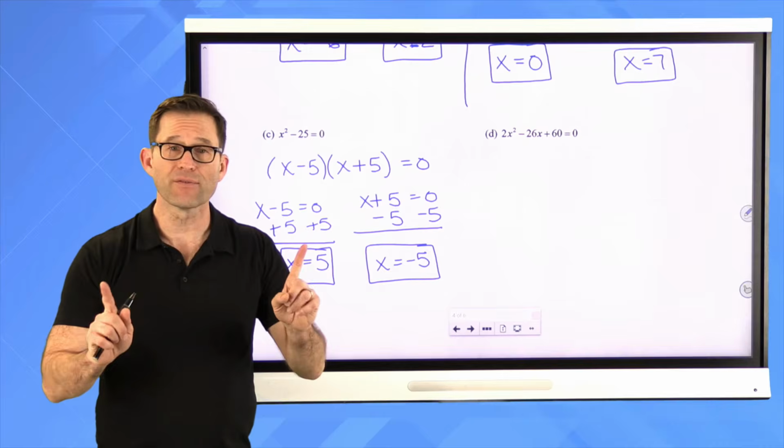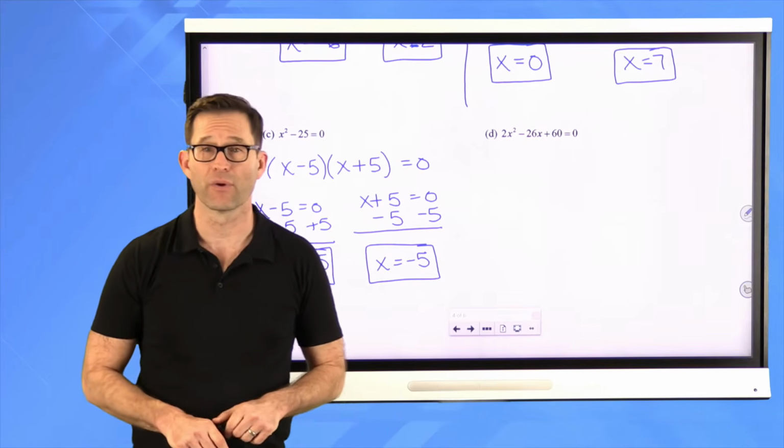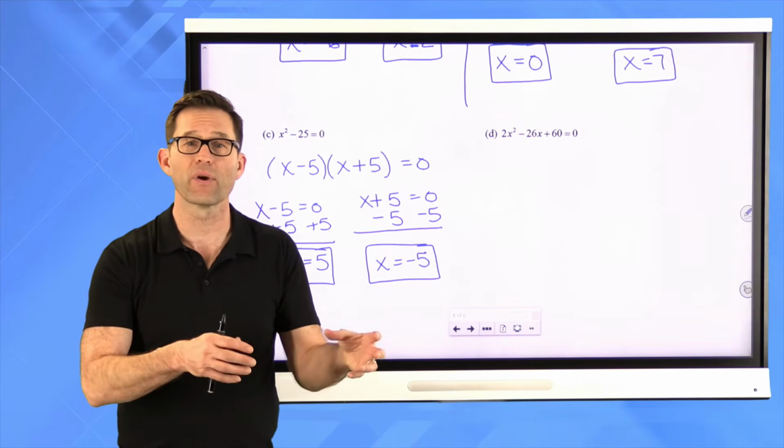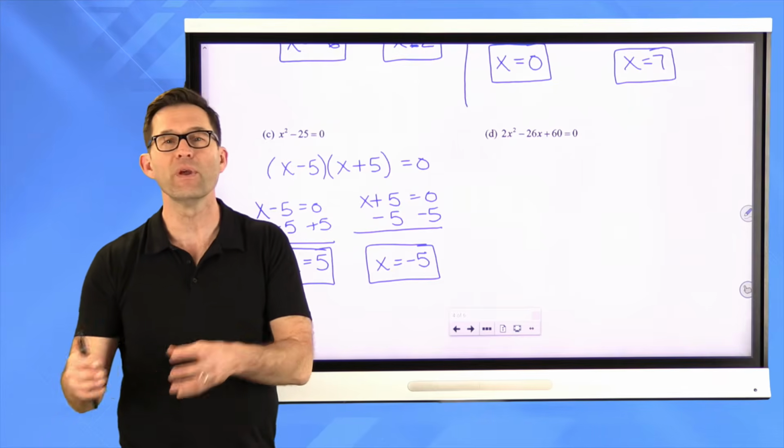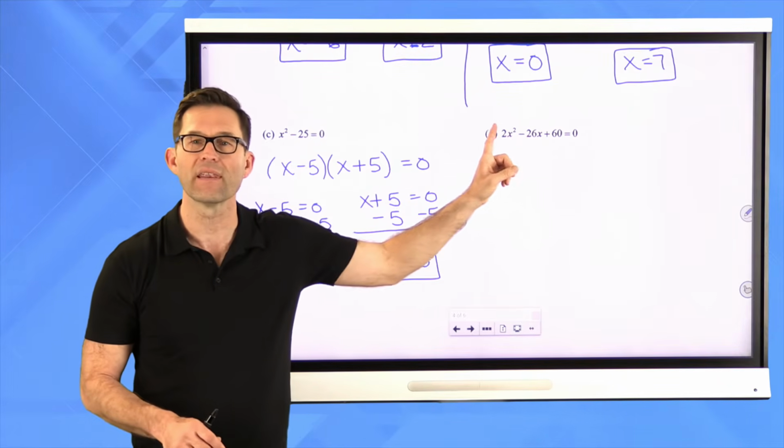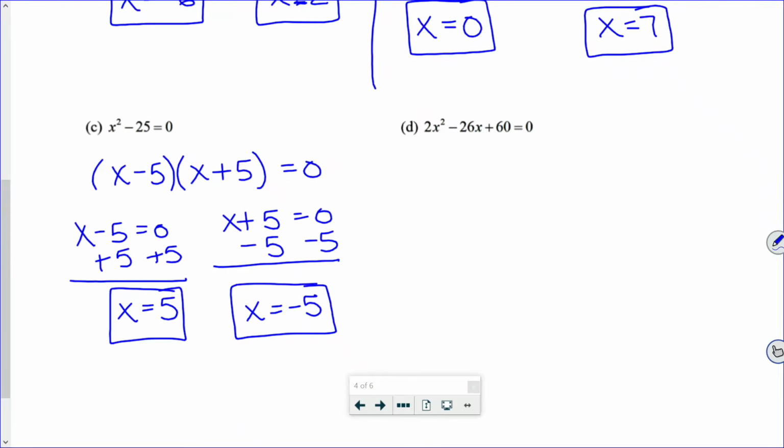Now, the final type of factoring we saw was complete factoring, right? And that's where we first factor out a GCF, and then maybe we do a little bit more. So let's take a look at that in letter D. Let's take a look at this one up close, right? Letter D, I have 2x squared minus 26x plus 60 equals 0.